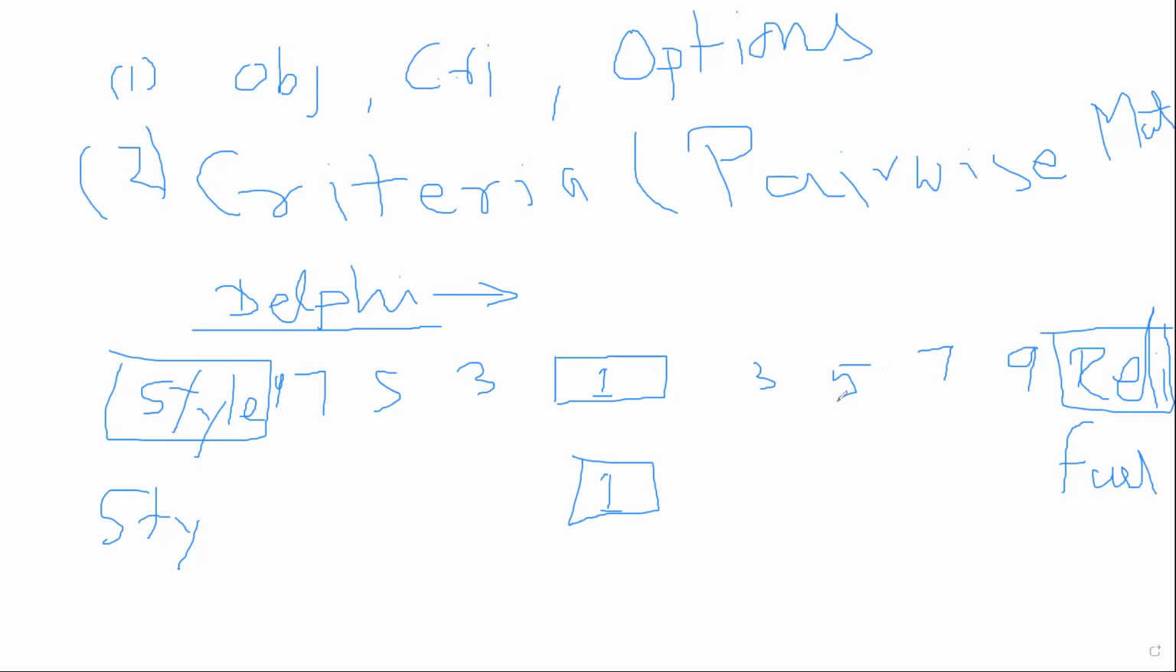What should be the weightage of reliability? How big is it, in comparison to style, how many times do you prefer reliability? I say I prefer 5 times more reliability than style. Someone says 9, 7, 5, 3. Similarly, 3, 5, 7, 9. For fuel efficiency and style, I prefer 7 times more style. So basically, your interest is towards style.